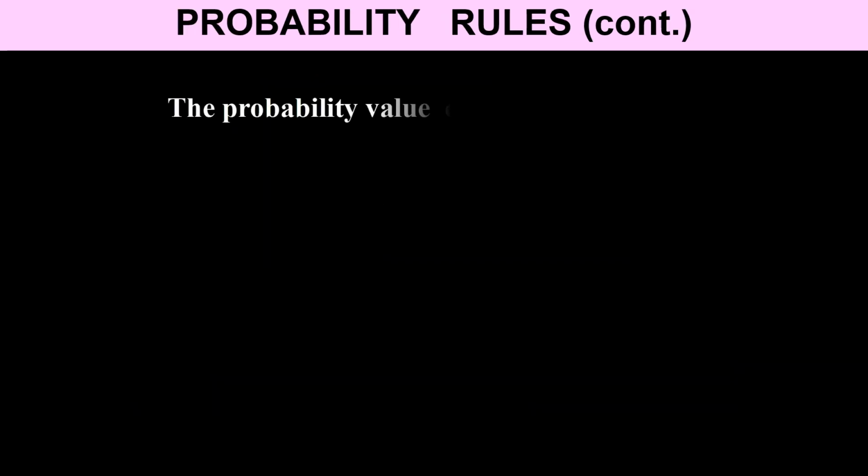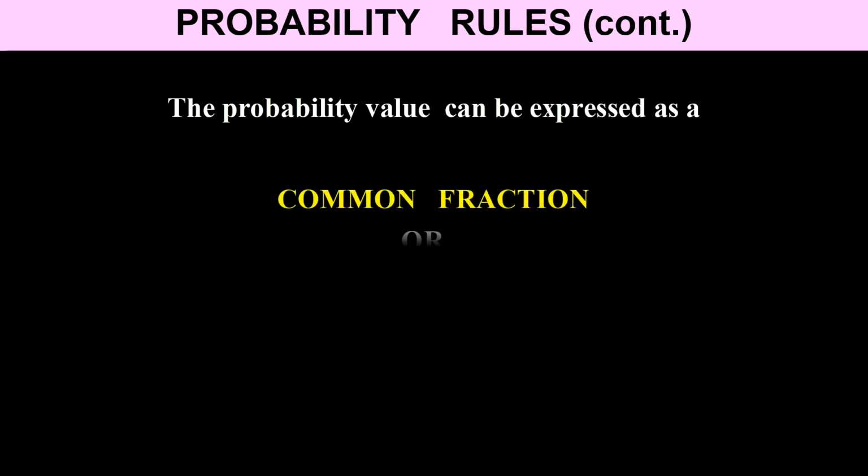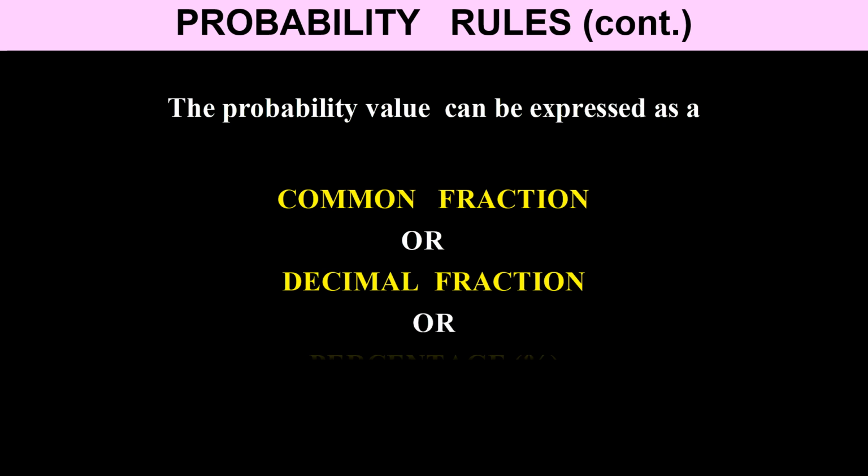Let's continue here. A probability value can be expressed in three ways. We can express it as a common fraction, or a decimal fraction, or a percentage. Please note, a probability should not and cannot be represented as a ratio, right? Only as a common fraction, only as a decimal, or as a percentage.